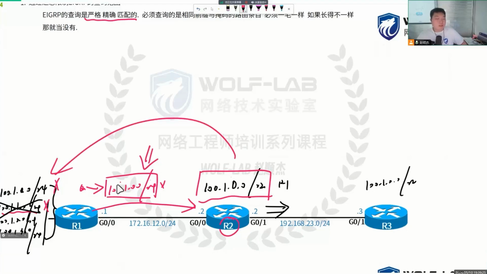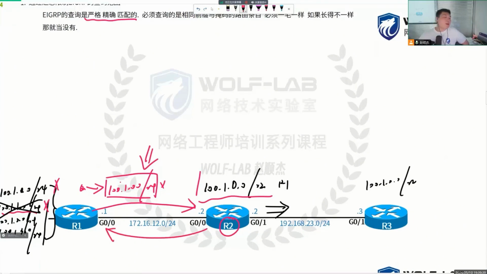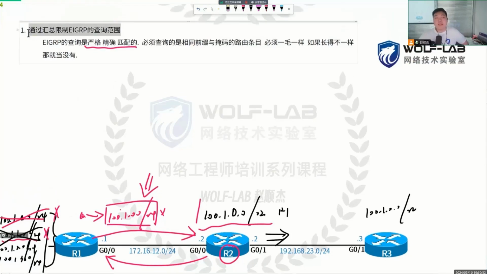Students, although I can access it, sorry. What you are looking for is not what I have. Anyway, you're mistaken. There's no such person. I don't have his information. Although I can access it, I don't have the exact same information. Sorry, then it's unreachable. I directly reply with a reply. R1 then very quickly completes an EIGRP query, quickly removing this entry from my database. I know it's unreachable. That's how we reduce our query range.